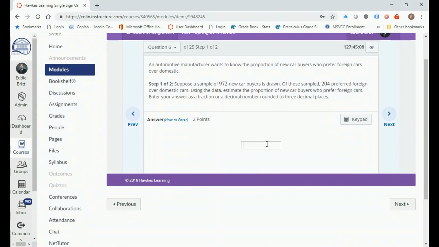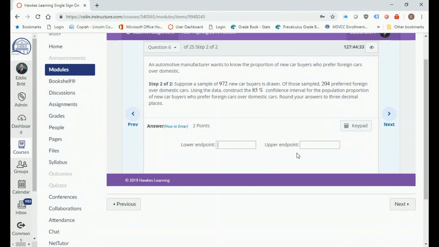You just say 204 divided by 972. All right, and if I round that to 3 places, I get 0.2, it'll be 210, because the third decimal place is a 9, and after that is an 8, so it'll be 0.210. All right, that was step 1.